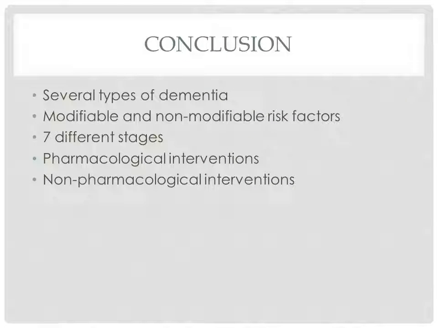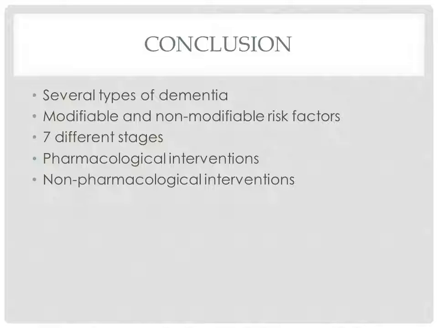So that concludes the lecture presentation on dementia. As you have learned, dementia is categorized by the part of the brain affected and includes Alzheimer's disease, vascular dementia, Lewy body, and frontotemporal dementia. There are both non-modifiable and modifiable risk factors. There are 7 stages of dementia.